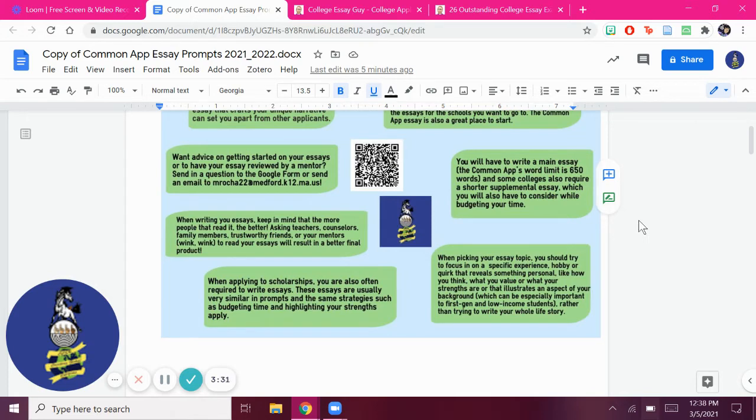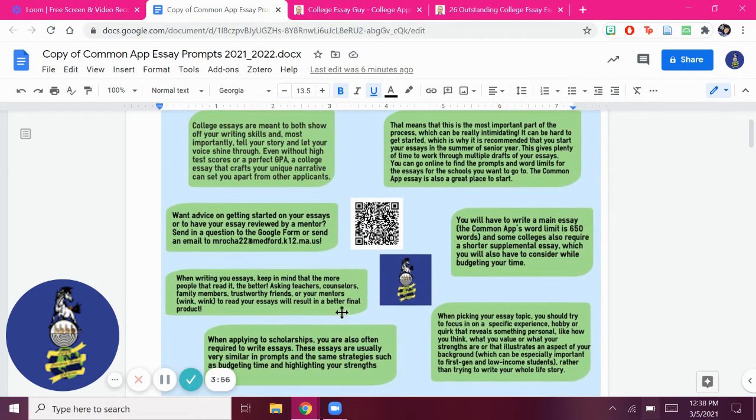Moving on, when applying to scholarships, you are also often required to write essays. These essays are usually very similar in prompts, and the same strategies such as budgeting time and highlighting your strengths apply. When writing your essays, keep in mind that the more people that read it, the better. Asking teachers, counselors, family members, trustworthy friends, or the mentor team to read your essays will result in a better final product. We just want to remind you all that please do not hesitate to send us a draft of your college essays. We will be happy to look through them and to give you some feedback.